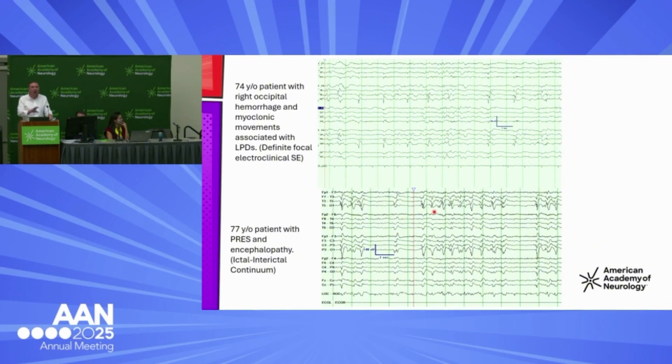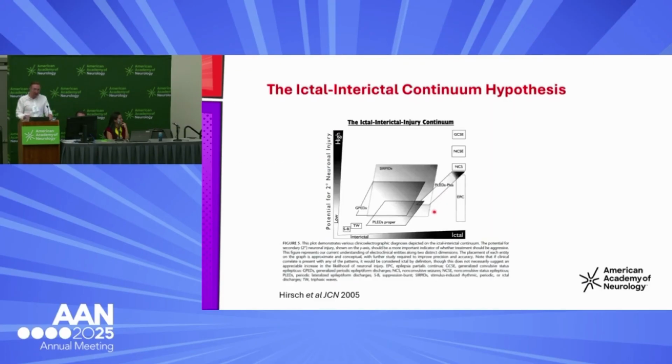Maybe we need other elements. Maybe we need imaging, perfusion, metabolism. Those are the ways that we really figure out what's going on with these patients and how we direct management. So we're left with this kind of conundrum within EEG that it can't really sufficiently answer all of the questions that we're interested in. And that brings us to this idea of the ictal-interictal continuum hypothesis.